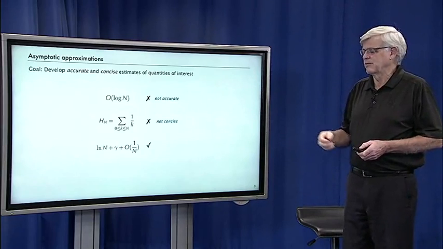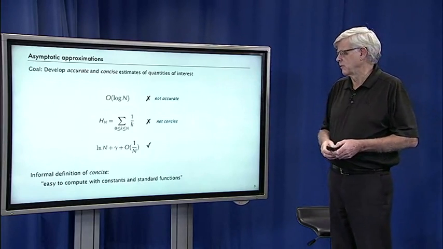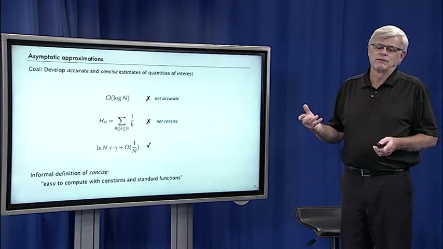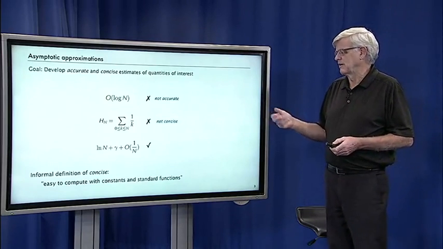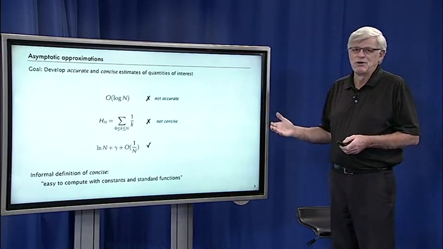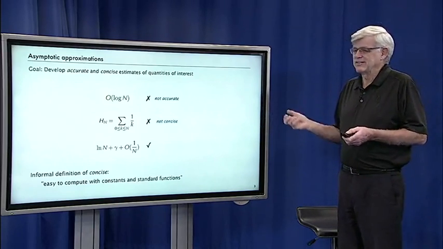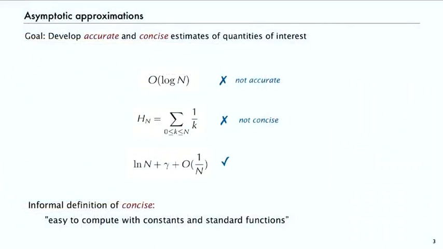We want concise and accurate estimates of the quantities we're interested in studying. Now, we won't go crazy with defining what concise means. What I mean by it is I've got standard functions and I've got constants that are maybe known, and I want to be able to compute this value for large n. It's as simple as that. I want to write a program or use a calculator to compute the value.